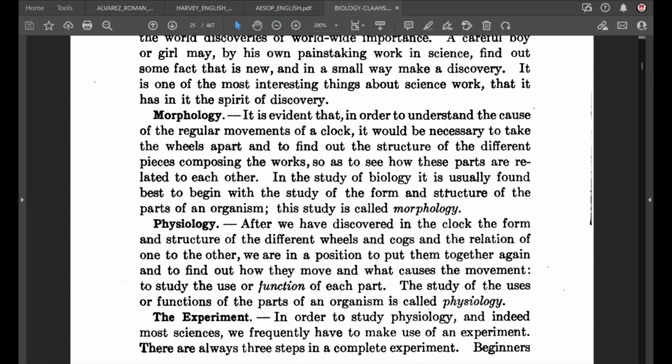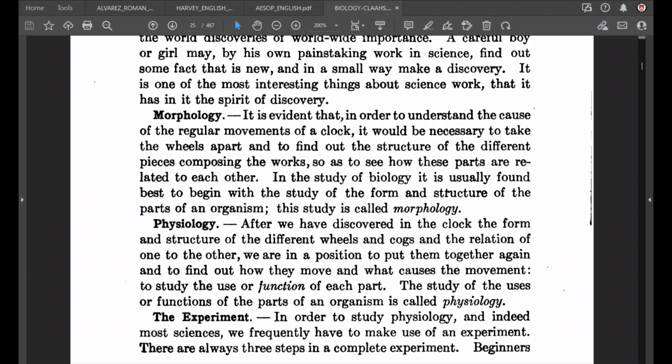Physiology. After we have discovered in the clock the form and structure of the different wheels. Notice what it says, the form and structure. That's morphology. Morphology is the study of the form and the structure.